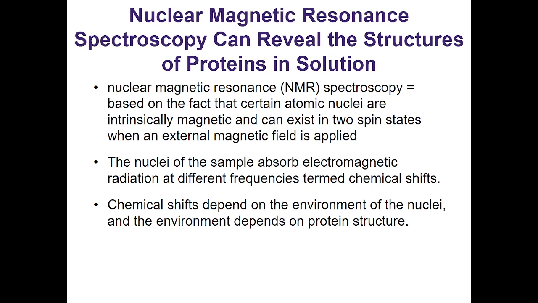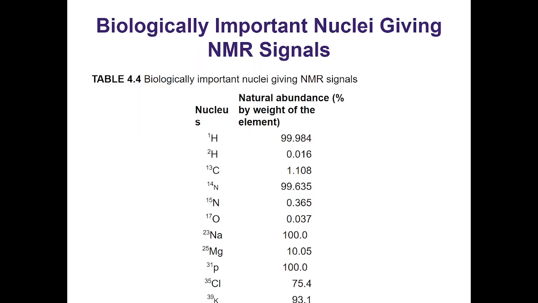And you guys are currently learning this right now, if I'm not mistaken. Okay? In organic too. The chemical shifts are going to depend on the environment of the nuclei, and the environment depends on the protein structure. To be honest, this is basically all the NMR you're going to get in this class. Okay?